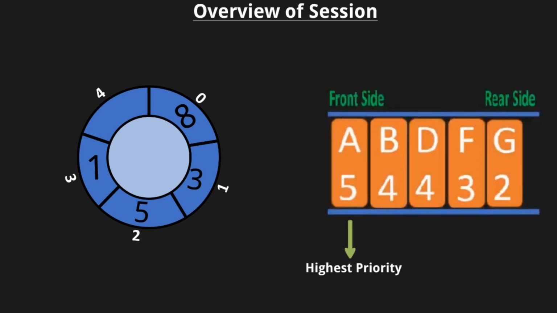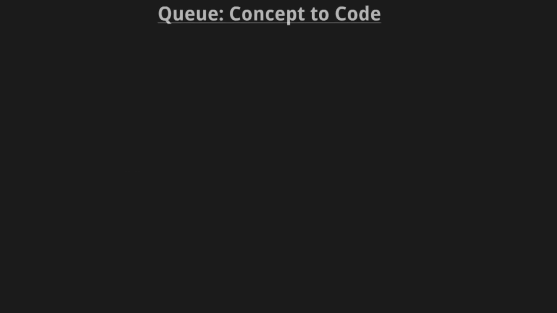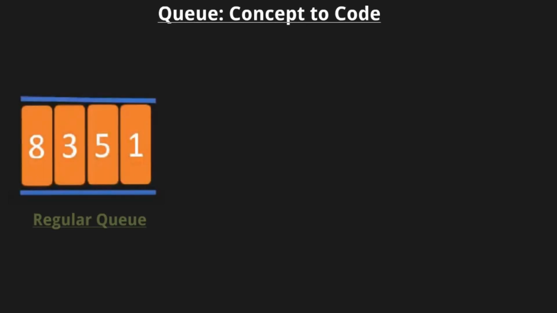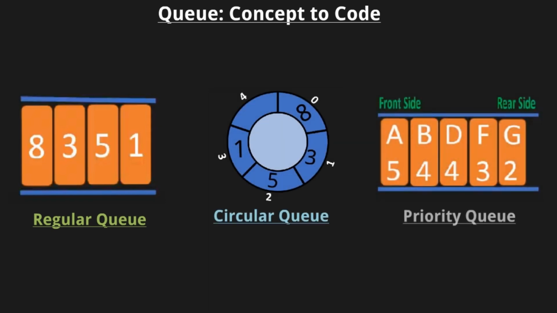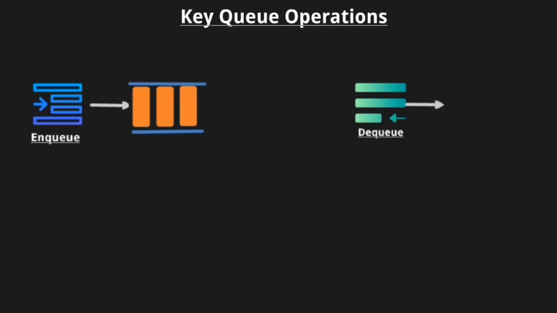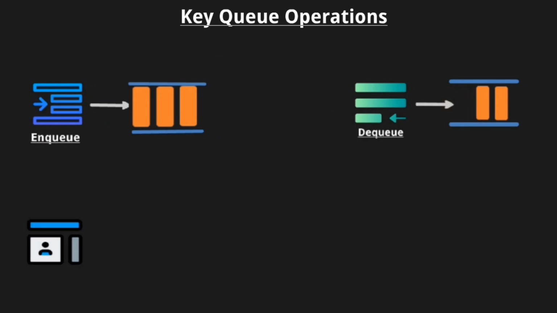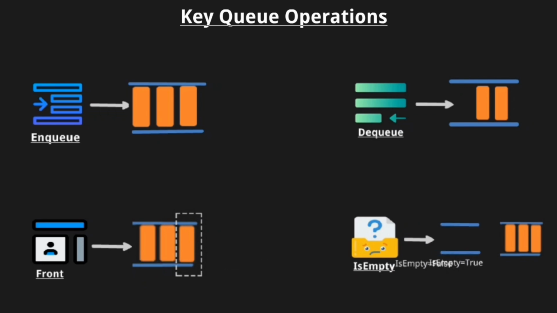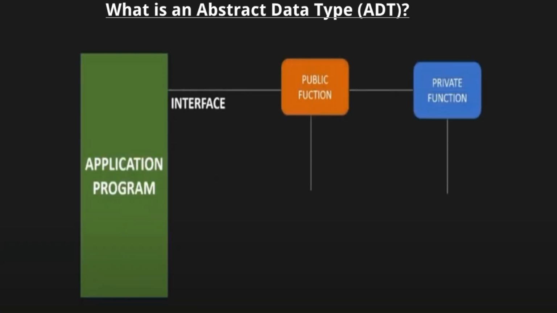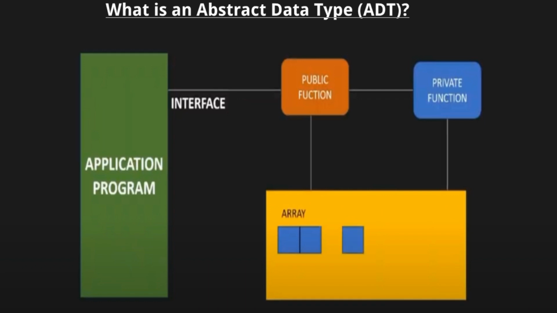For a typical user, whether it's a regular queue, circular queue, or priority queue, what matters most are the operations they can perform. Enqueue adds an element to the end. Dequeue removes the front element. Front retrieves the front element without removing it, and is empty checks if the queue is empty. Essentially, all these queues are examples of an abstract data type, or ADT, where the focus is on what operations can be done, not on how they are implemented.